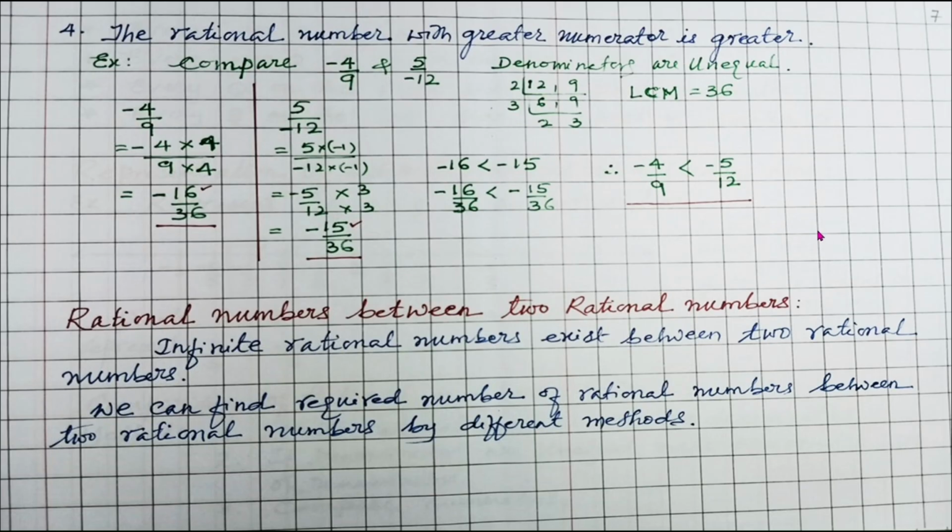The procedure is again very simple. First of all, check whether the denominators are the same. If they are not, make the denominators the same by taking their LCM, and then find the equivalent rational numbers. Compare the numerators. Whichever numerator is greater, that rational number will be the greater rational number. Now, to find rational numbers between two rational numbers: infinite rational numbers exist between two rational numbers. We can find the required number of rational numbers between two rational numbers by different methods. So let us learn them.